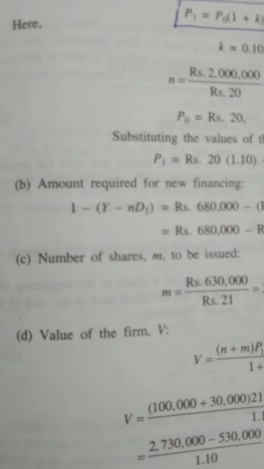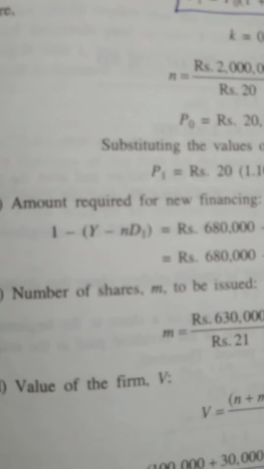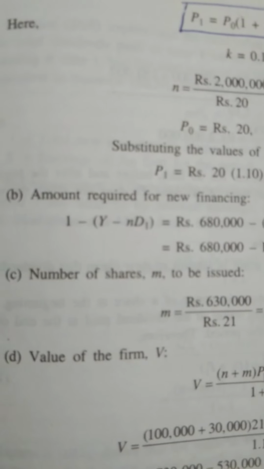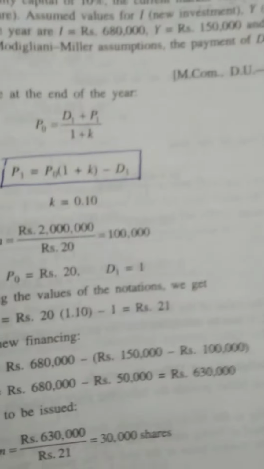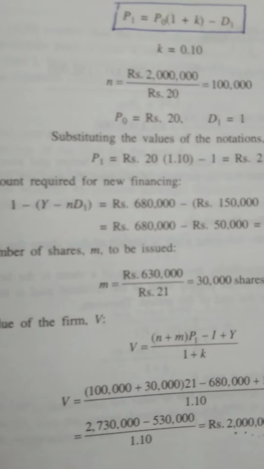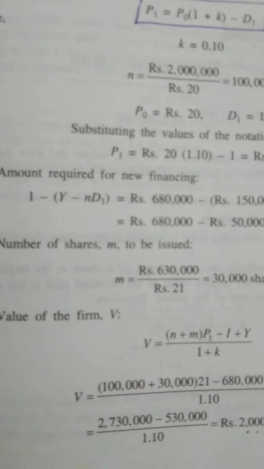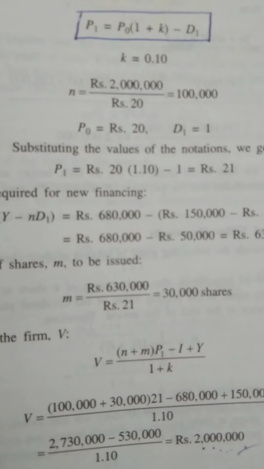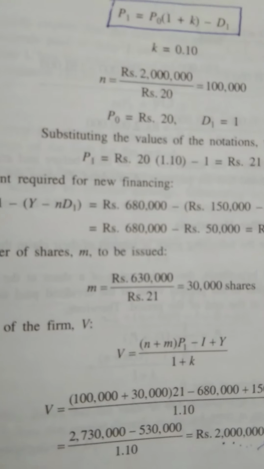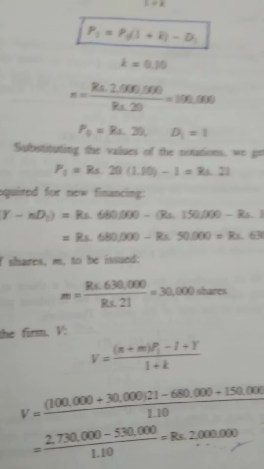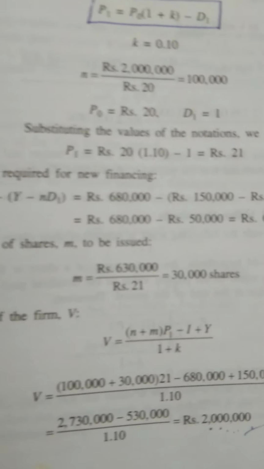Likewise this formula, I minus (Y minus ND1) within bracket. What is I? That is also given, 6,80,000. Investments. Y means earnings, that is also given, 1,50,000. Look at here, minus ND1. N means how much? We have calculated 1 lakh into D1, which means 1. That means 1 lakh into 1, ultimately 1 lakh, and the value came out as 6,30,000.